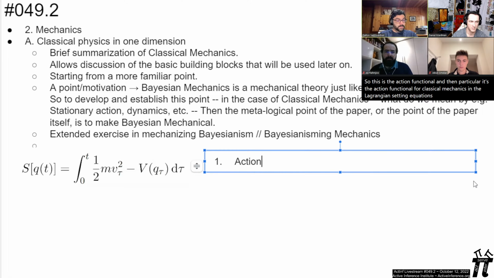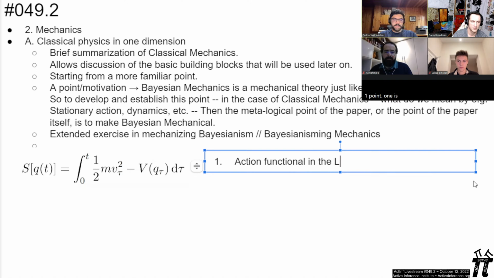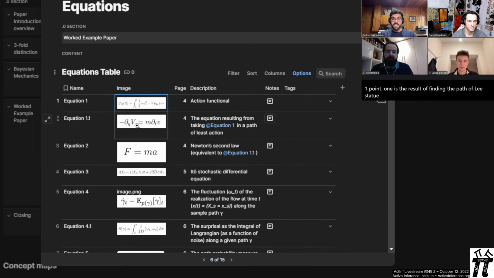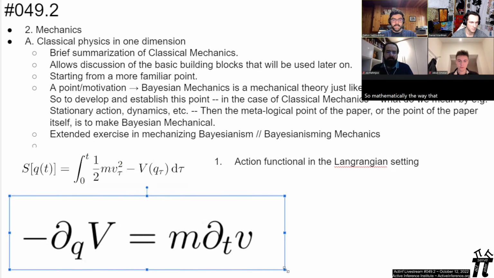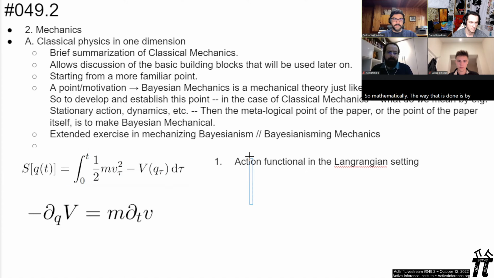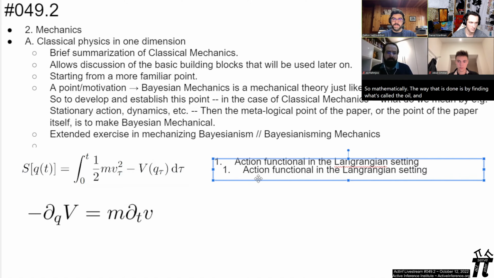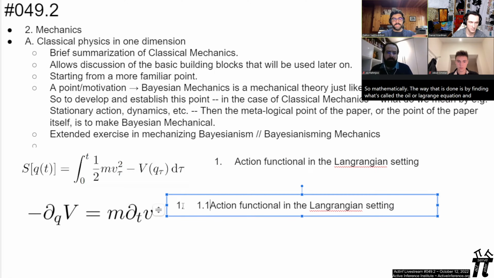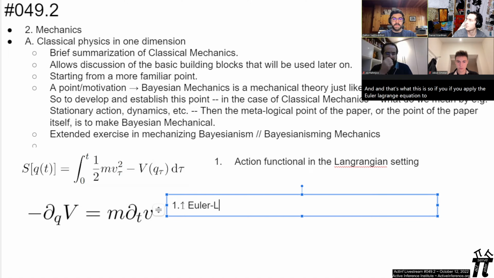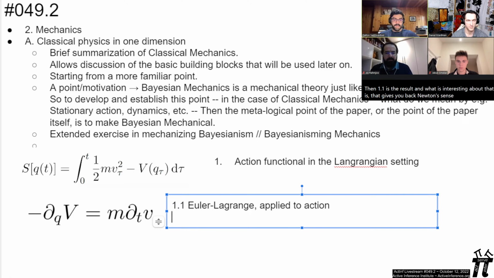Equation 1.1 is the result of finding the path of least action, or the stationary action. Mathematically, the way that is done is by finding what's called the Euler-Lagrange equation, and that's what this is. If you apply the Euler-Lagrange equation to the action, then 1.1 is the result. What is interesting about that is that it gives you back Newton's second law, F equals ma.